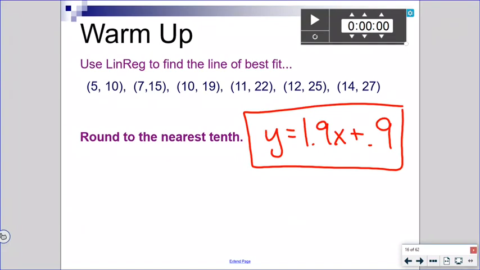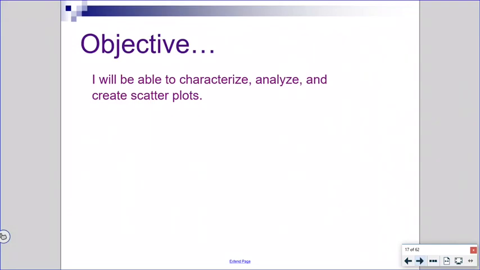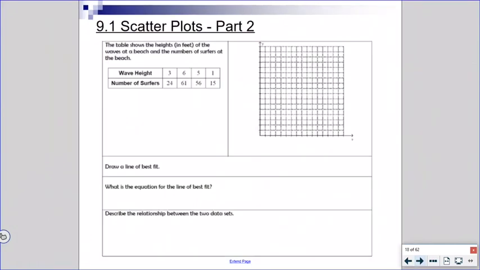What are we doing today? Some more scatter plot stuff. I will be able to characterize, analyze, and create scatter plots. Yay! All right, we're just gonna go through these as many as we can, as quickly as we can.